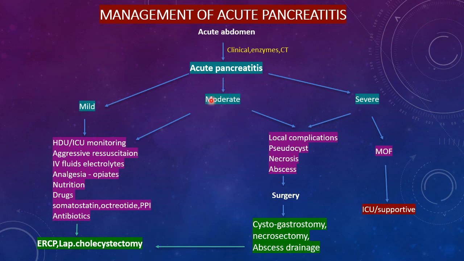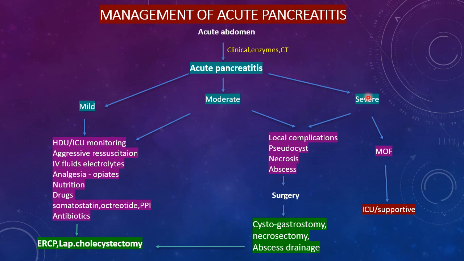In the moderately severe acute pancreatitis, you provide the same type of treatment as in mild cases. But some of them will go on to develop local complications. They don't develop other organ failures. They develop local complications, pseudocyst, necrosis, and abscess, which are initially treated conservatively. If that fails, then you may go for surgery: cystogastrostomy, necrosectomy, and abscess drainage.